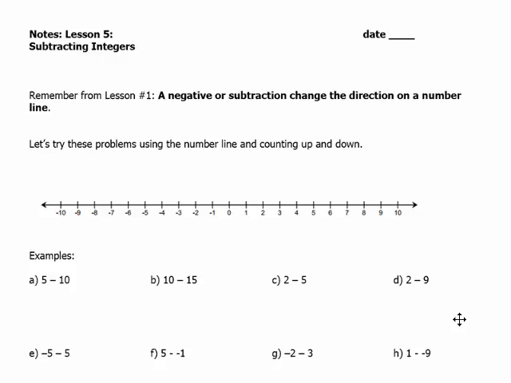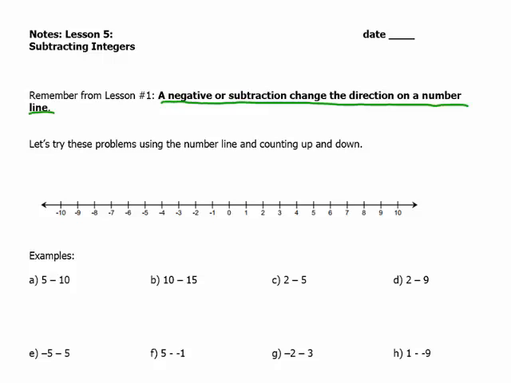Okay, ladies and gentlemen, now that we've worked on adding, we're going to get into subtracting. We're going to use our number line again, and we're going to use our counting up and counting down, remembering that a negative or a subtraction changes the direction on a number line. Okay, so we're going to try these and see how we go.